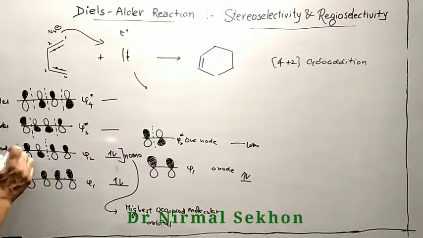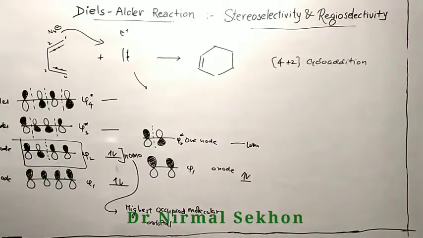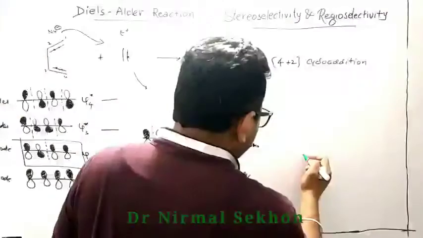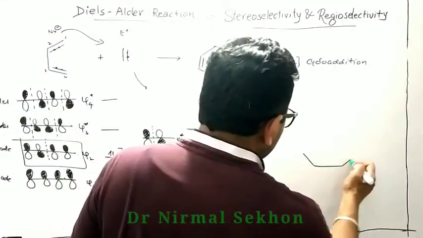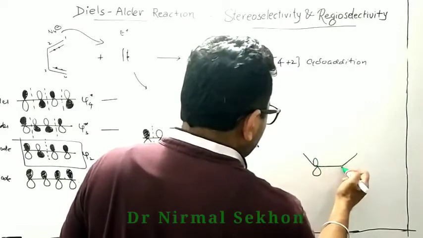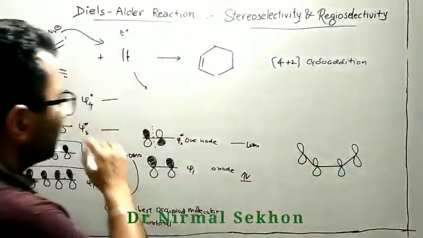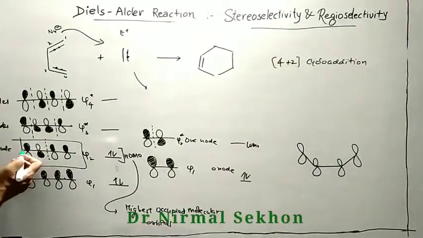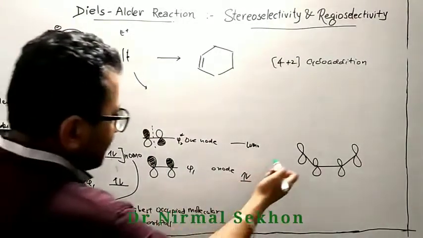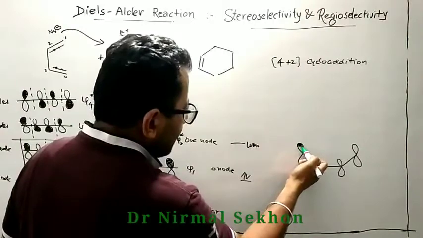So just take this HOMO of the diene. You make a structure like this, 1, 2, 3, of the dienophile. This is the diene, the highest occupied molecular orbital. So you put a positive lobe here.